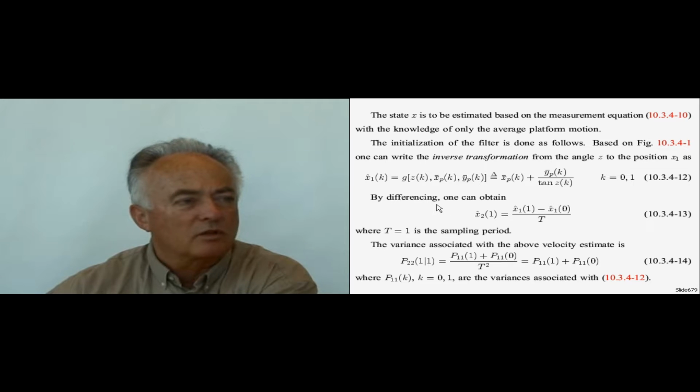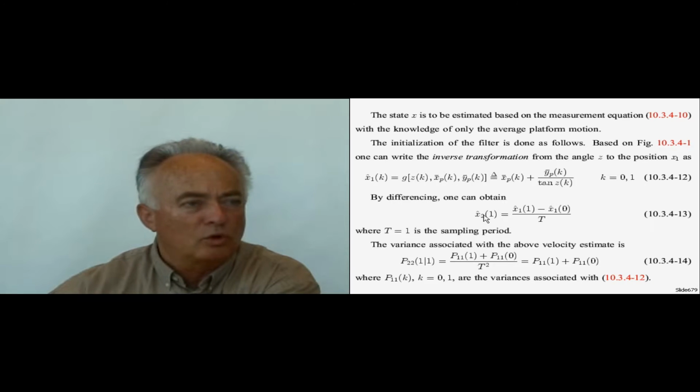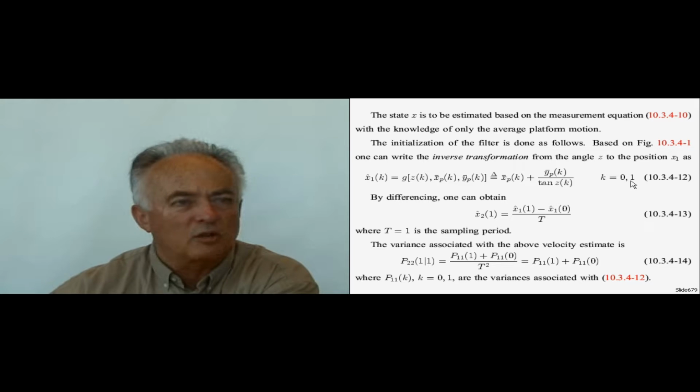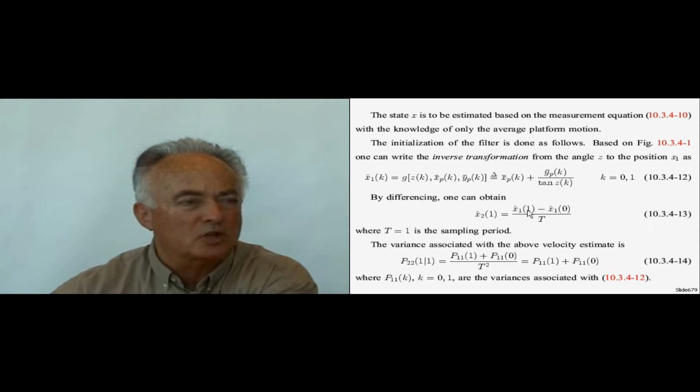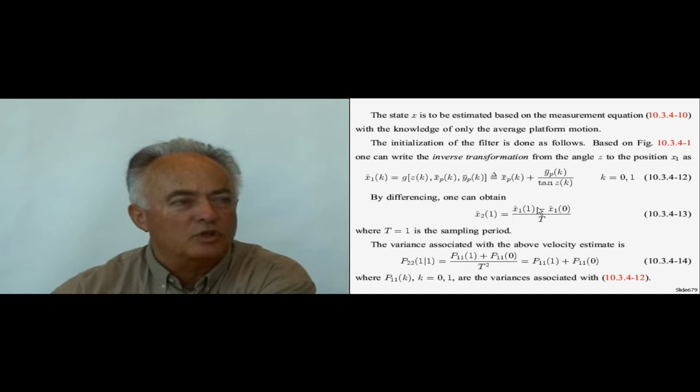By differencing, we would obtain two such consecutive measurements at k equals 0 and 1. We can obtain an initial velocity estimate, so x1 hat at 1 minus x1 hat at 0. So these are the two position estimates obtained by effectively inverting the function h from z and obtaining x1, and we divide this by T equal 1, that's the sampling period, and we obtain an initial velocity estimate.